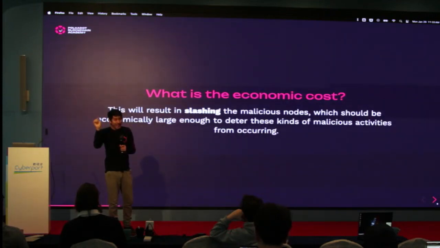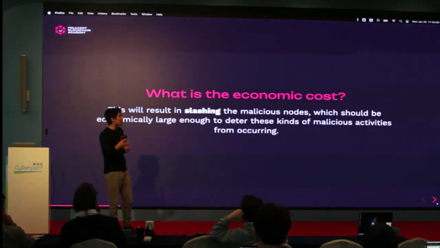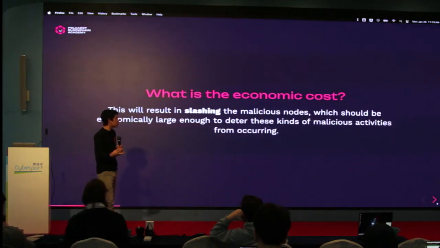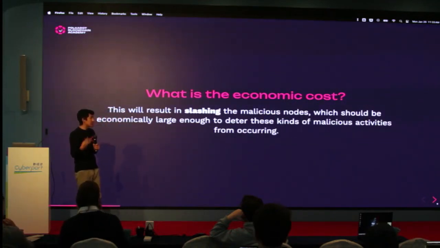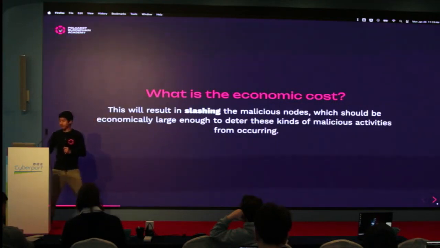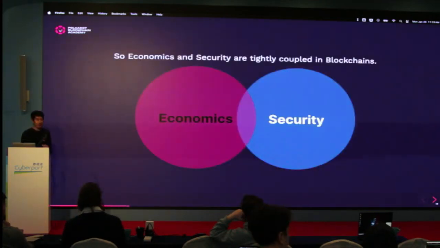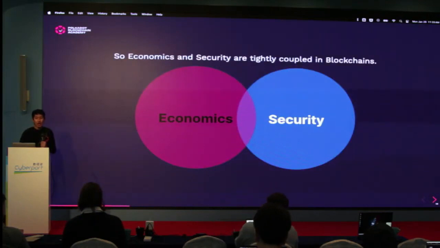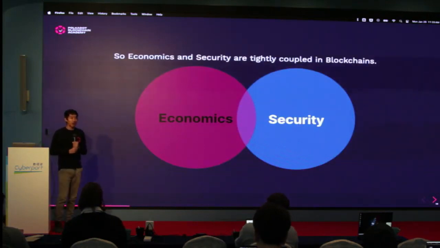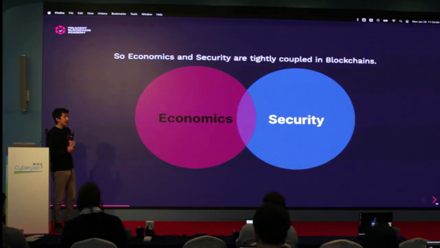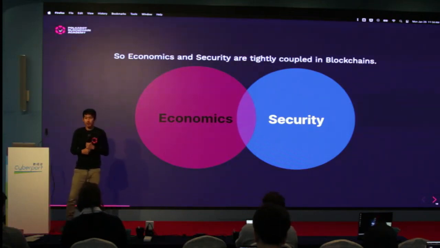And again, without picking a specific number, we need to, in general, pick a number where the slashing mechanism is large enough such that this malicious activity is deterred from occurring, right? Does that make sense? Is that okay? So in this context, economics and security are tightly coupled in blockchains, right? The economics of being able to do this attack is directly tied to the security of that network.